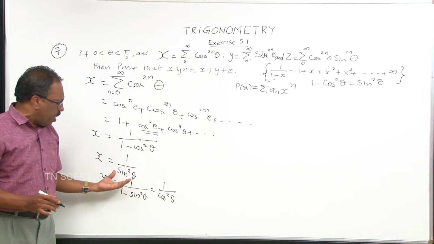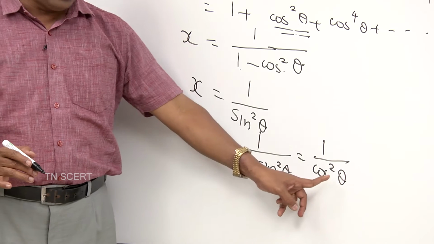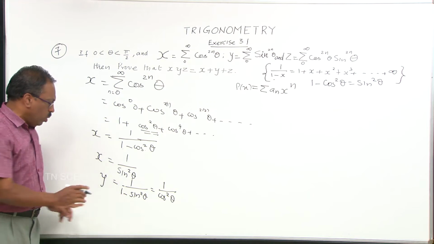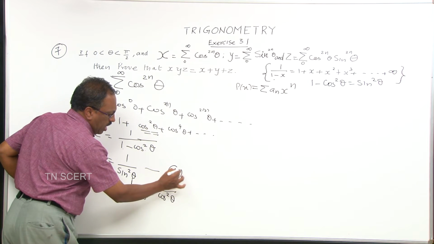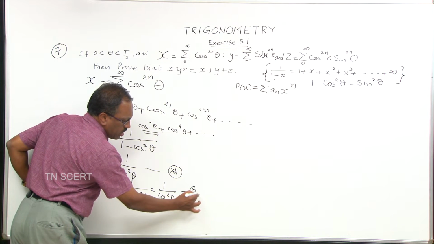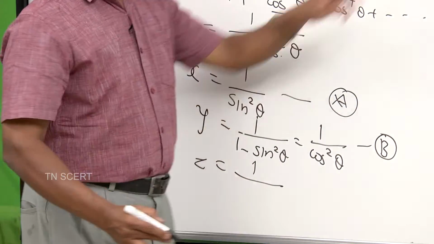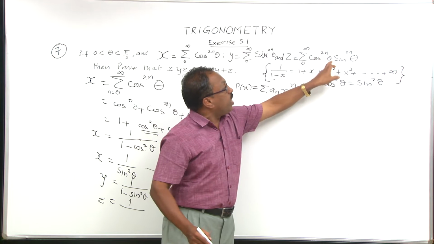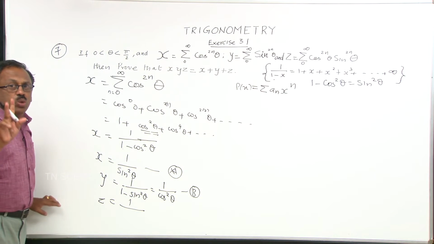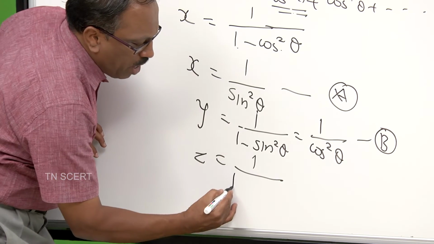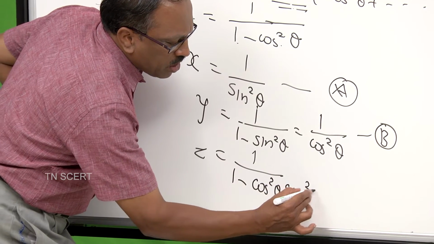The same formula I am applying for y. It is 1 by 1 minus sin square theta, which becomes 1 by cos square theta. Now x is like this. We will take it as a, and this is nothing but b, that is y. And z is like this, the other term: cos power 2n theta, sin power 2n theta. That means two terms are going to exist, that is 1 minus cos square theta sin square theta.